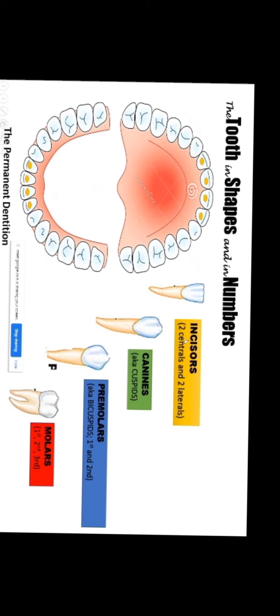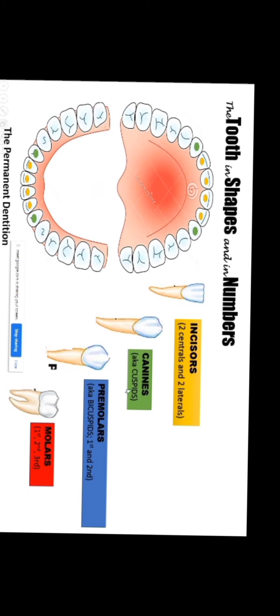Okay, now you have incisors. For the incisors, you have 2 central incisors. Then you have 2 lateral incisors. Same with the lower, you have 2 centrals, and then you have 2 lateral incisors. Next, you have your canines. 2 on the upper, 2 on the lower. That's why you have 4 canines. Canines are also known as cuspid.